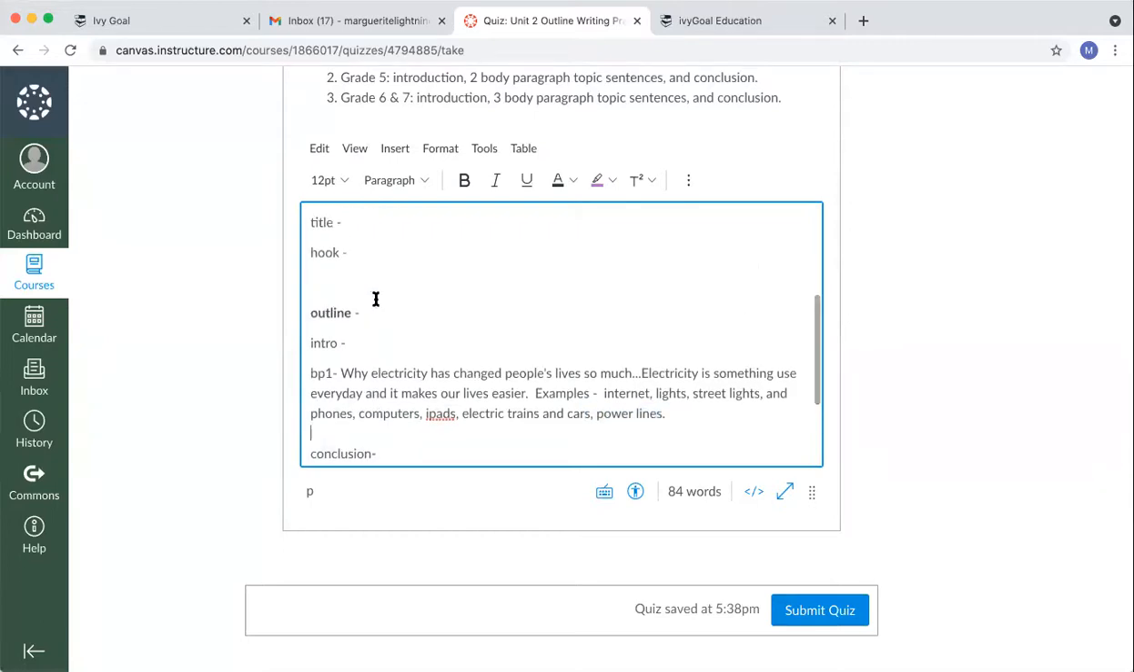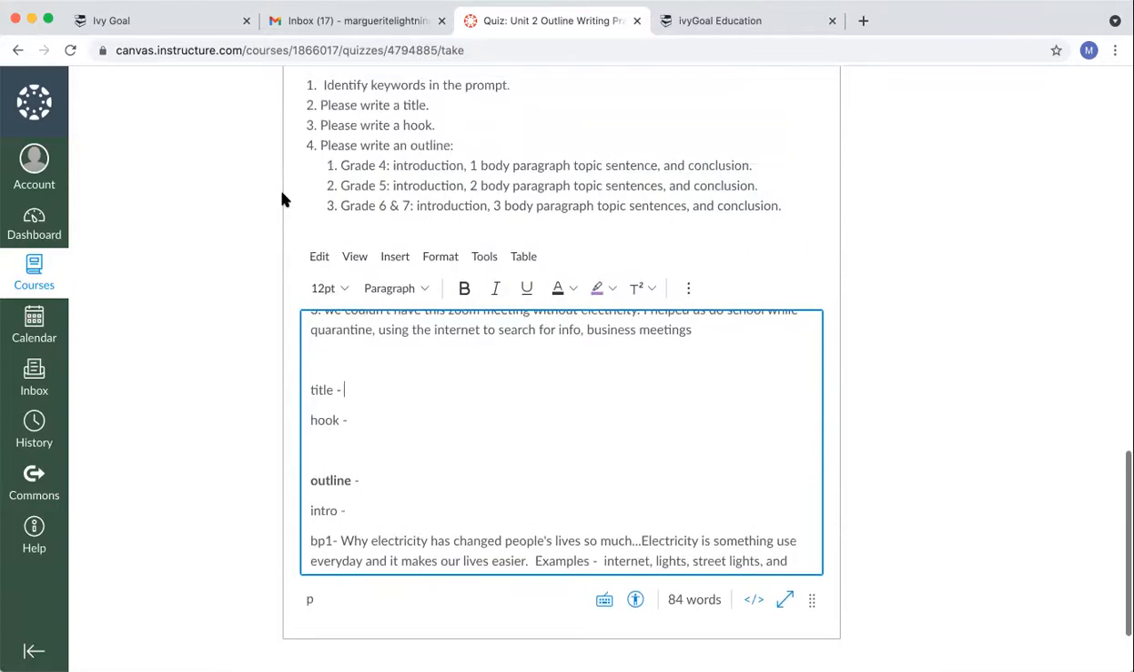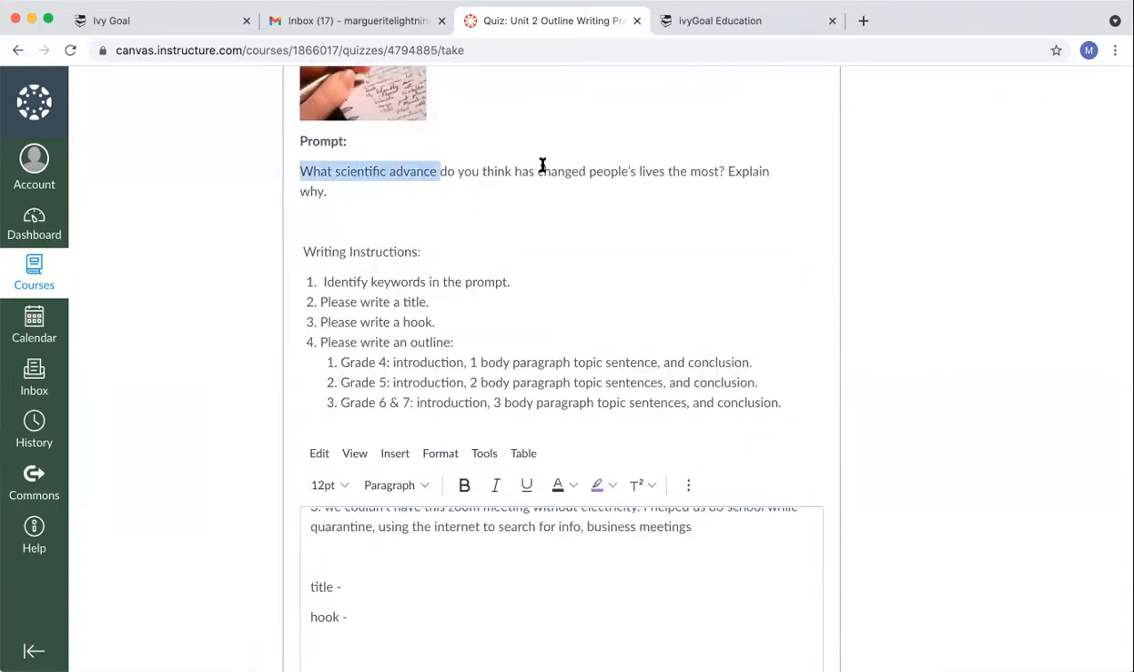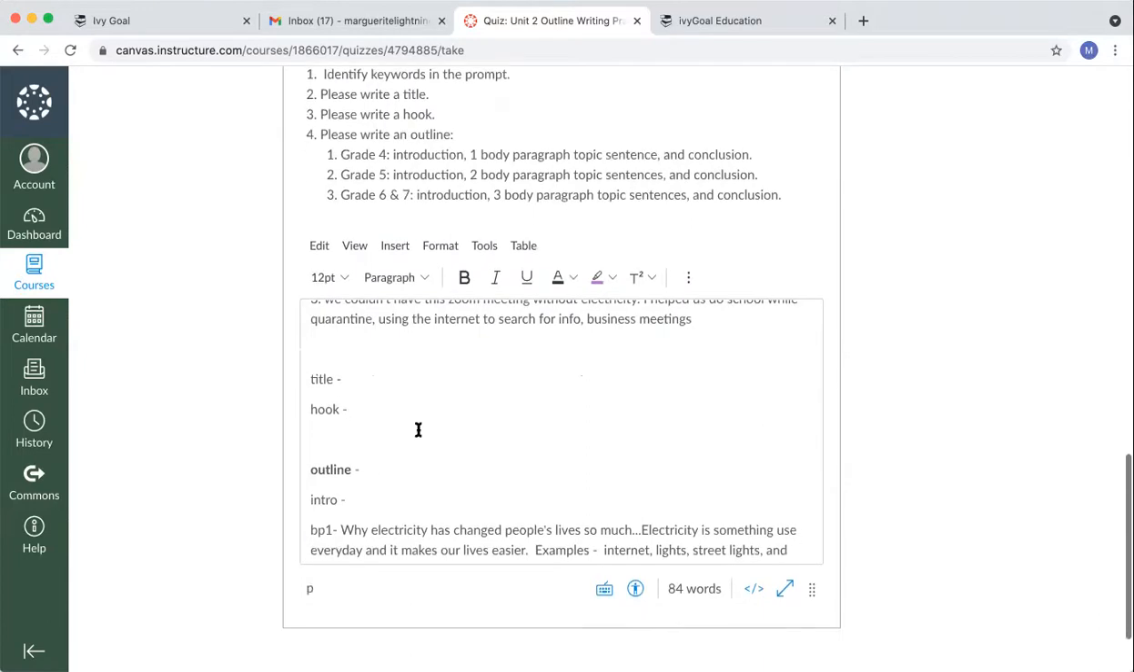Okay, so we've come to the point now where we could probably start writing a title. Does anybody have a title in mind when you think about answering this prompt? The prompt is, what scientific advance do you think has changed people's lives the most? Anybody have an idea for a title? We're talking about electricity and how it's changing people's lives. Anybody have an idea?